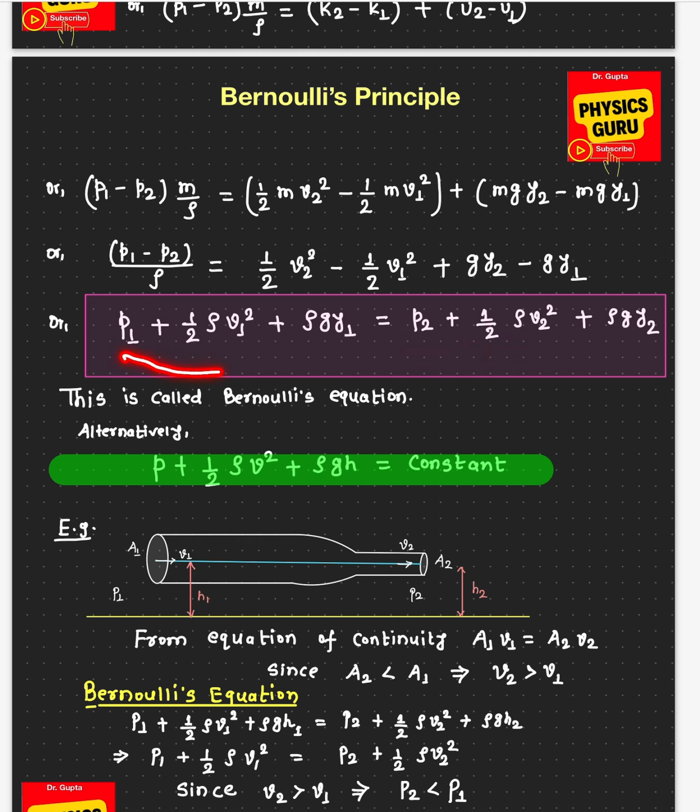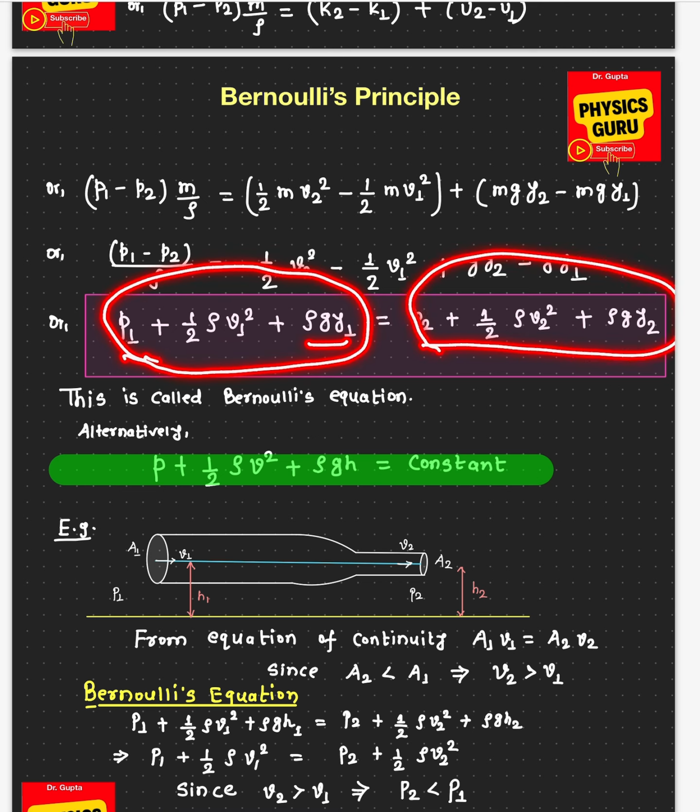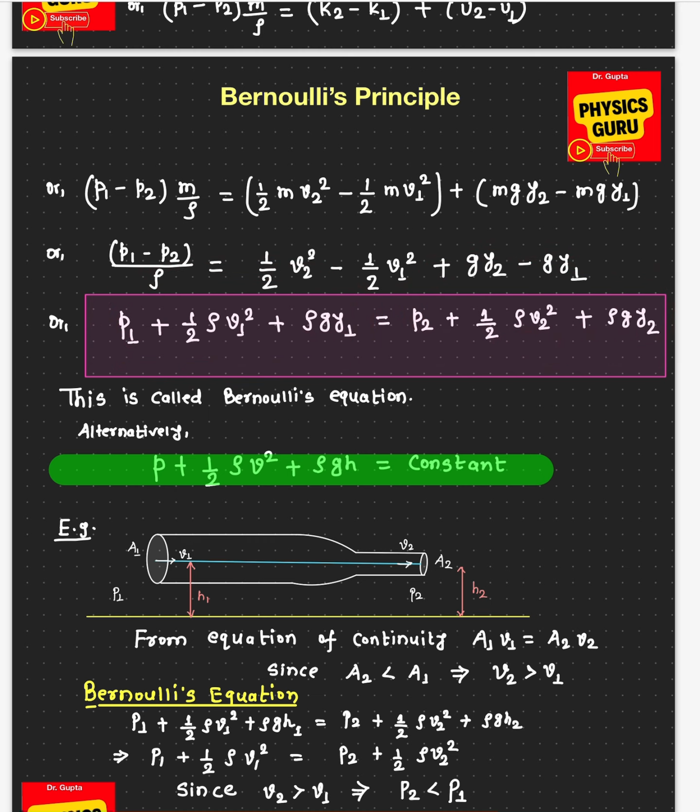So what you see here, P1 + half rho V1 squared + rho g h1 is exactly equal to P2 + half rho V2 squared + rho g h2. What does this tell you? That this term is a constant term. It does not fluctuate from point 1 to point 2. And this equation, we call the Bernoulli equation. And this is exactly based on the conservation of energy.